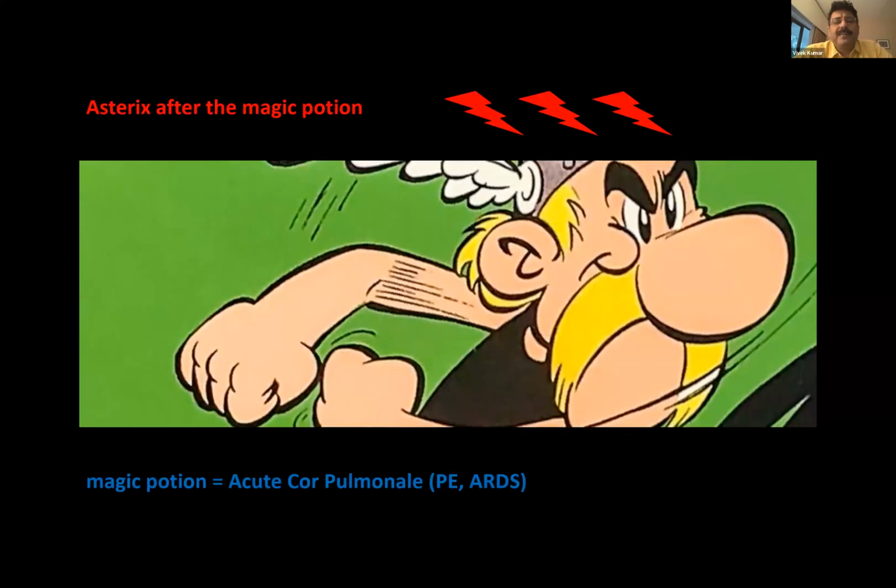Okay, now what happens in acute cor pulmonale? This is acute cor pulmonale. Asterix has the magic potion, for those of you who have read the comics, and he becomes bigger than Obelix. And this is acute cor pulmonale, and the prototypes are pulmonary embolism and ARDS. So now we look at these cases. Just a second.